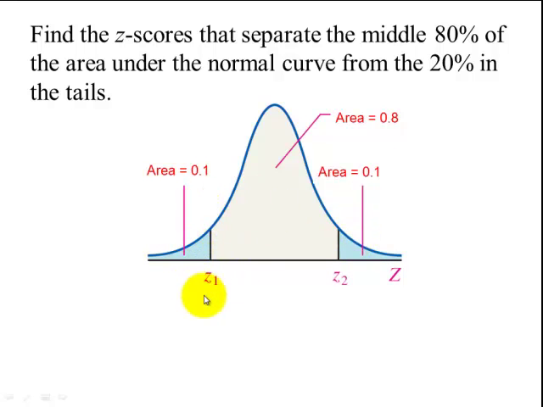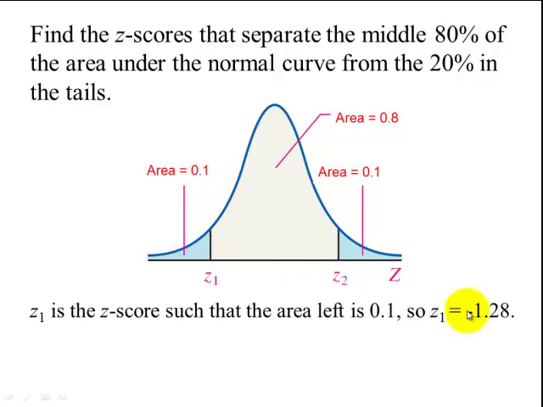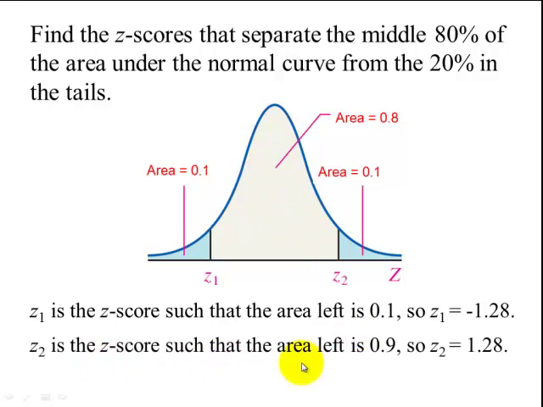So in order to find our first z, and clearly this z is going to be negative, we would look to the closest value to 0.1 in our table. This turns out to be a negative 1.28. Now to find our second z-score, again this will be positive because it is above 0. We are going to look for the closest thing to 0.9, because here to the right we have 0.1, so therefore to the left we're going to have 1 minus 0.1, which is 0.9, and we see that this z-score is a positive 1.28.